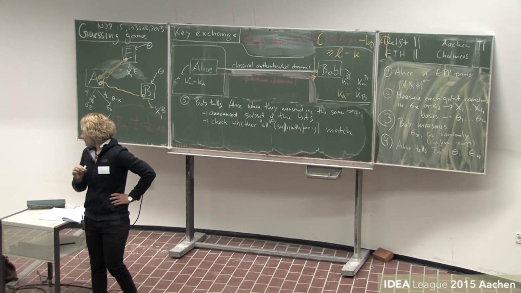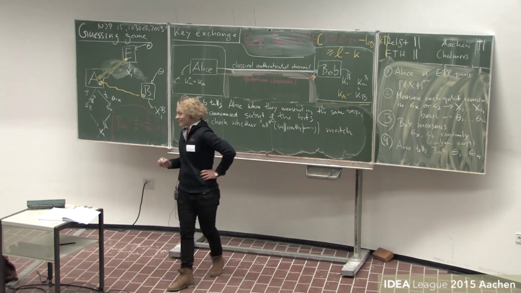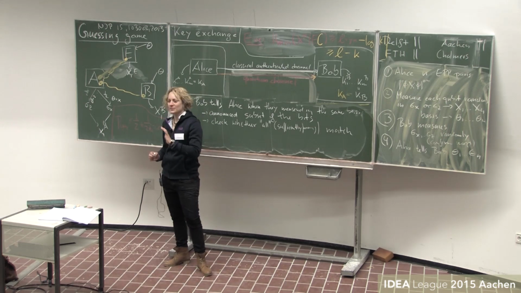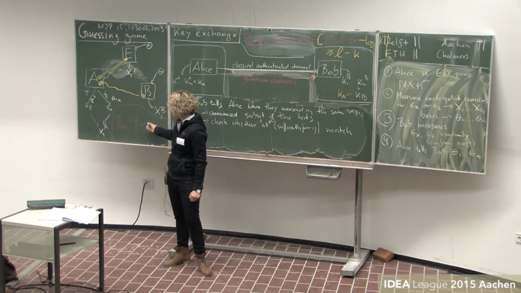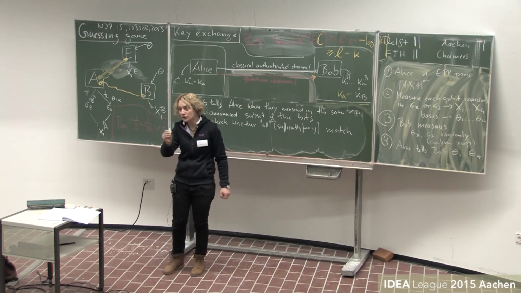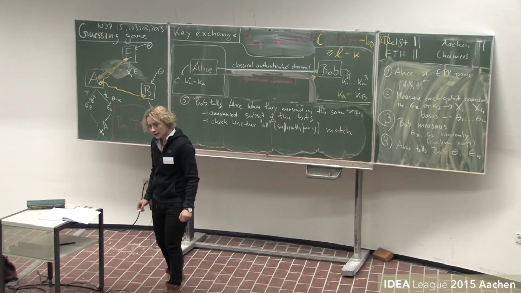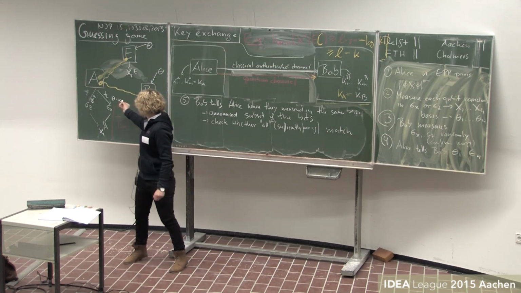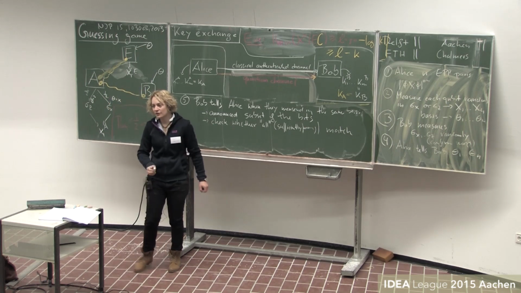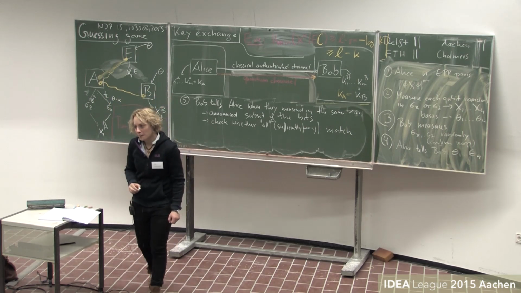Okay. Is it 0? So let me note that the question is whether this probability for Eve might be even lower than that. In fact, in the case where this would be an EPR pair, then what you're saying is correct.